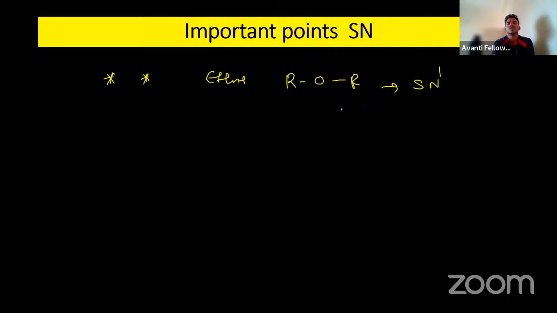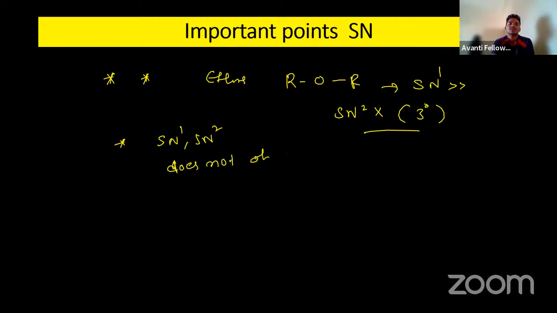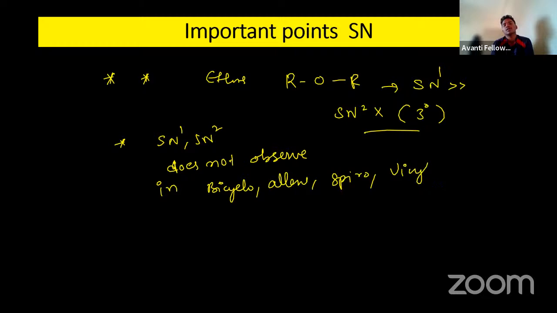undergo SN1, no SN2 is favored, especially for tertiary, not at all. So always SN1, depending upon the groups attached here. So SN1 usually is favored over SN2. And another very, very important point, SN1 and SN2 are not observed in bicyclo, allene, spiro, vinyl and phenyl halides.